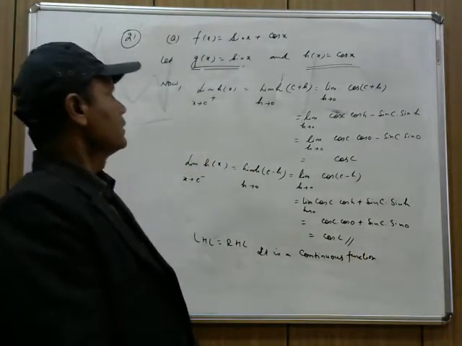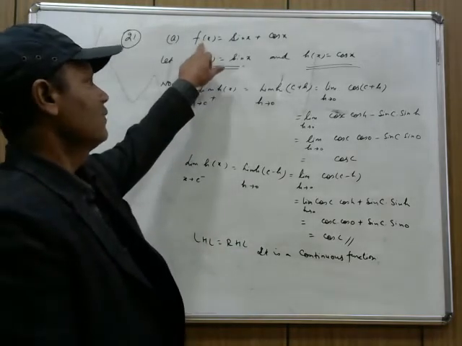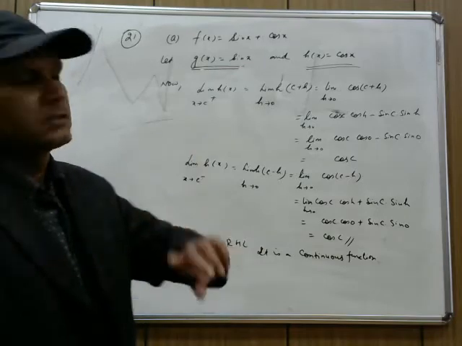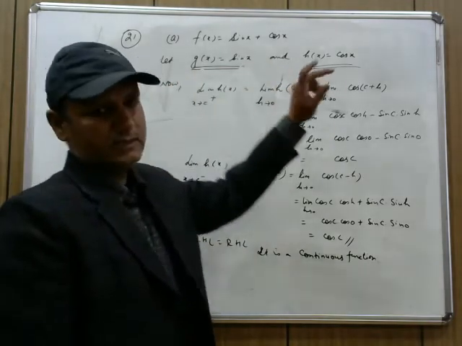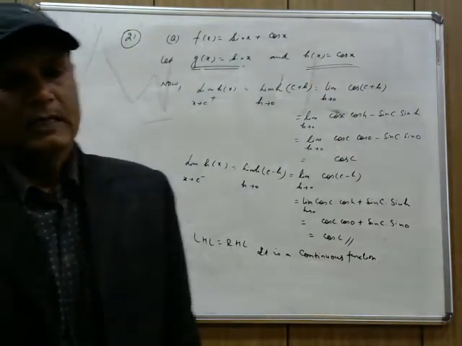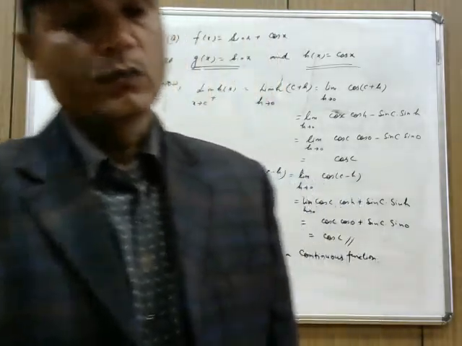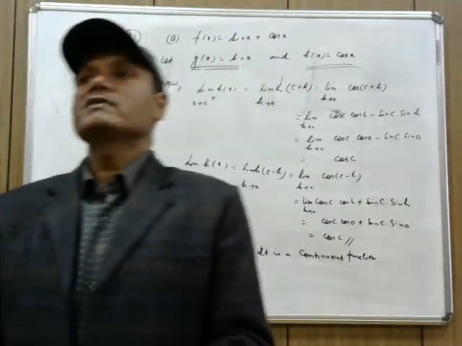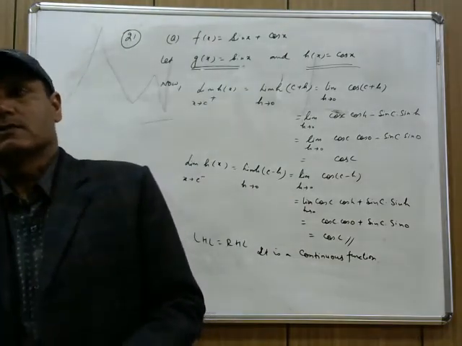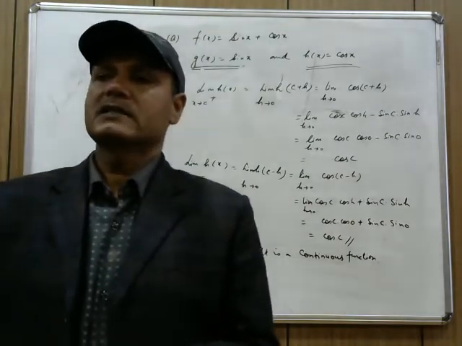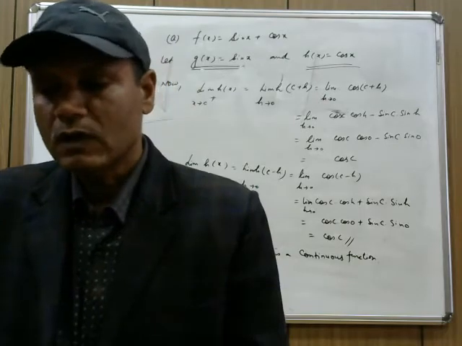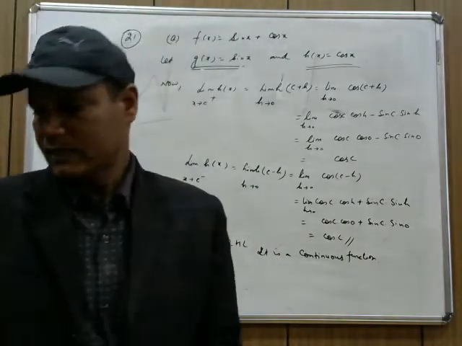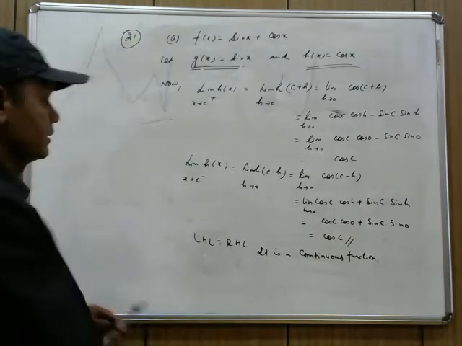Now what we have done? We have proved that the given function f of x is the combination of two functions, g of x and h of x. And we have read that if f is a continuous function and g is a continuous function, then f plus g is also a continuous function. Therefore, now I will write the final statement for this question.